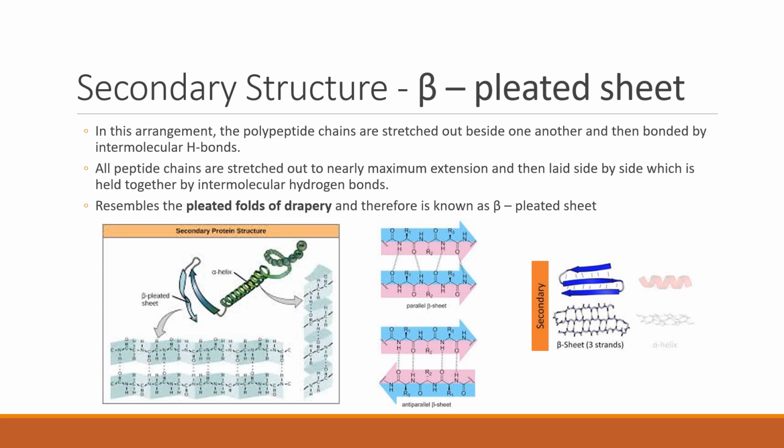One is called parallel beta pleated sheets, where both the chains that are lying side by side are moving in the same direction, whereas there is another form of beta pleated sheet which is called anti-parallel beta pleated sheet, based on the direction of the side by side chains which exist between each other. Intermolecular hydrogen bonds existing between these side by side chains make the beta pleated sheets an interesting form of structure.